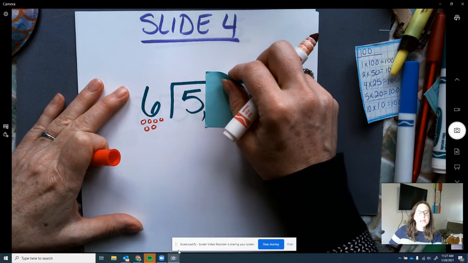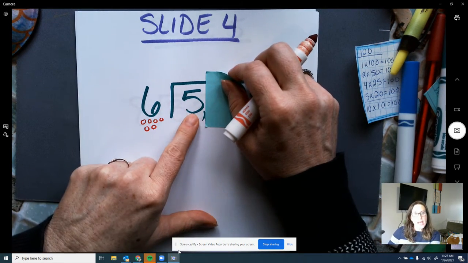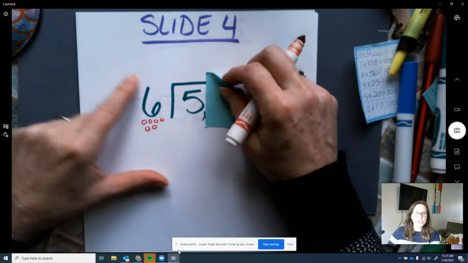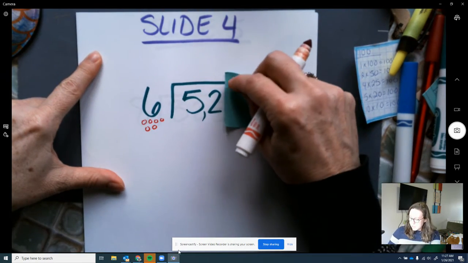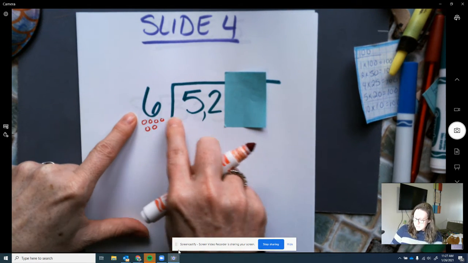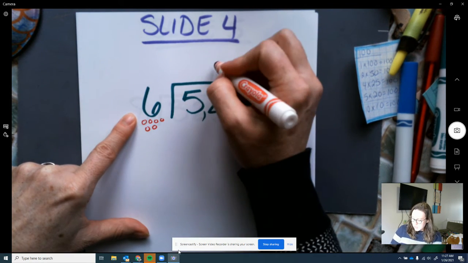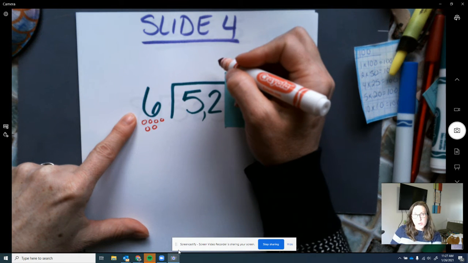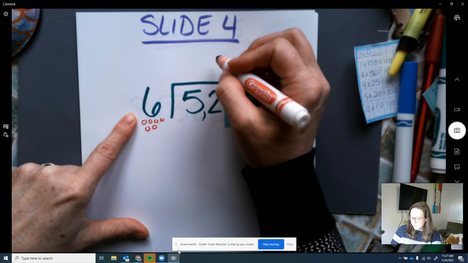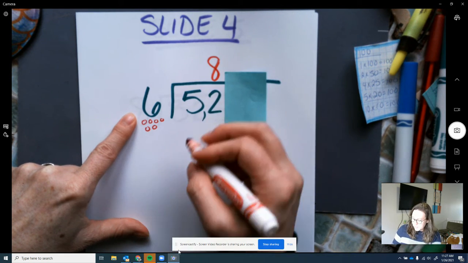No, I can't. This is the only time where you don't have to put the 0 above it. You can if that makes you feel more comfortable, but you don't have to. So we're going to move over to the 52. 6 goes into 52. The closest we can get without going over, 6 times 8 is 48. 6 times 9 is 54, so 6 times 9 goes too far over, so I have to go with the 8.